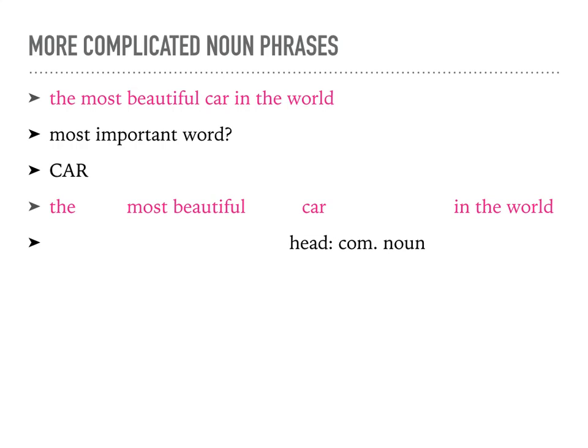Now, the second term that we're going to be learning today is determiner. The determiner in a noun phrase is always the word that lets us know how many or who owns it. So in this case, it's the most beautiful car, the car. So the determiner is a definite article. But we can actually say her most beautiful car, and then the determiner is a possessive pronoun.